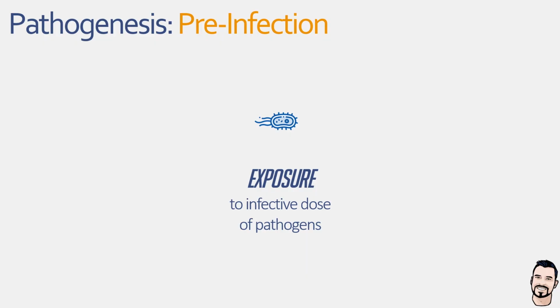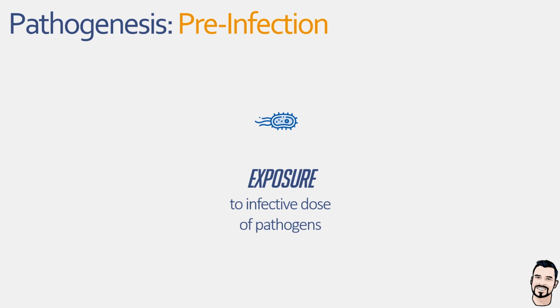In many cases, the microorganism is removed by physical barriers like mucus and cilia, outcompeted by the normal microbiota, or cleared by the immune system. Whether exposure progresses further depends on factors such as the infectious dose, the virulence of the microorganism, and the susceptibility of the host.